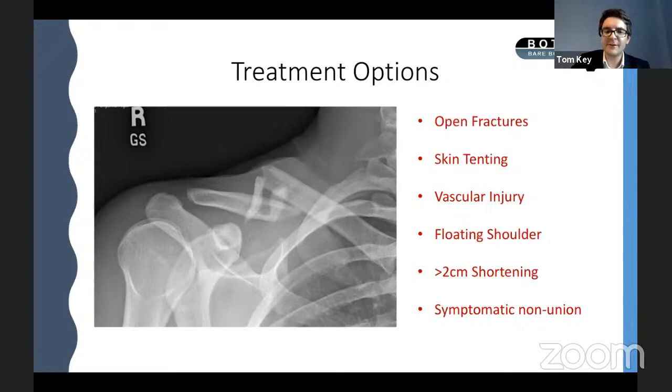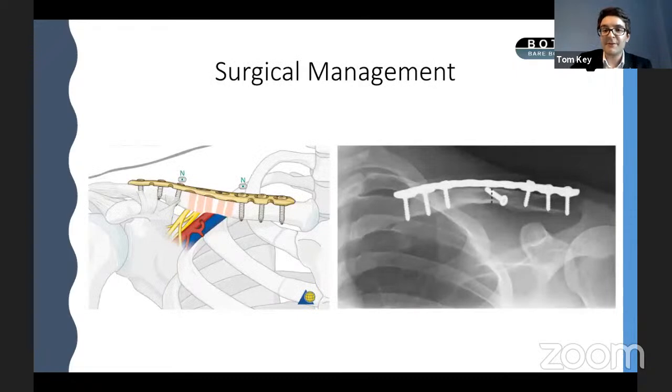There are also some relative indications for surgery, and those normally include displacement with over 2 centimeters of shortening, and also patients with neurological deficit and those that may have symptomatic non-union. Surgical management of clavicle fractures in those deemed appropriate involves open reduction and internal fixation. This is most commonly achieved with a clavicle plate, which can be used in one of 2 ways, either in bridging mode for a comminuted fracture, or with a lag screw and neutralization plate in a simple fracture pattern, which will be amenable to a lag screw technique.